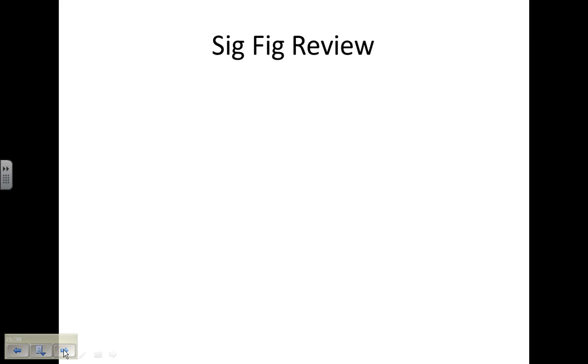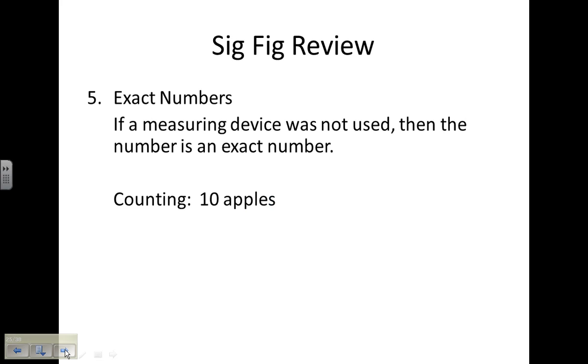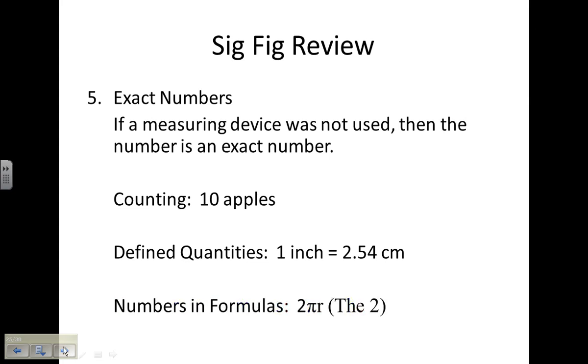If you have an exact number, you leave it out of your determination for significant figures. So exact numbers is when you're counting something, or it's a defined quantity. So say you have 10 apples. That's not a significant digit. If you have 1 inch equals 2.54 centimeters, that is a given number. A number in a formula, the R would be measured, but the 2 is an exact number. It would not be considered in sig figs.